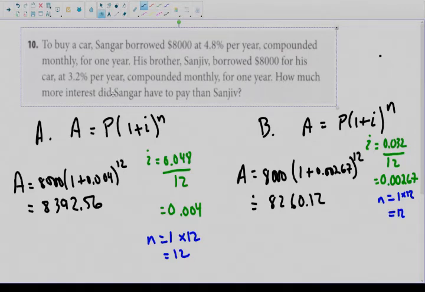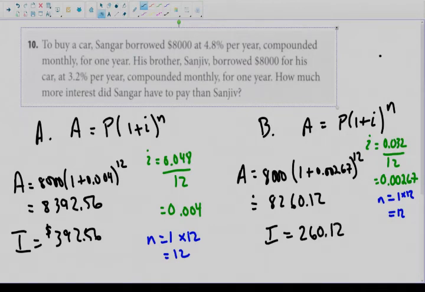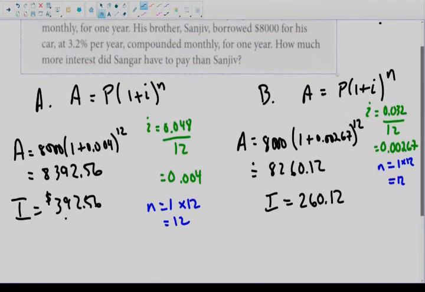So how much more interest did Sangar have to pay than Sanjiv? So we have to actually calculate the interest amount for both. Well, luckily, because it's compared to 8,000, this is a really easy calculation to do. We just subtract this by this. That just gives $392.56 here for our interest amount. Same thing over here. We're just going to subtract this by 8,000, so that just gives $260.12. So clearly, Sangar paid more interest than Sanjiv, but it asks us by how much.